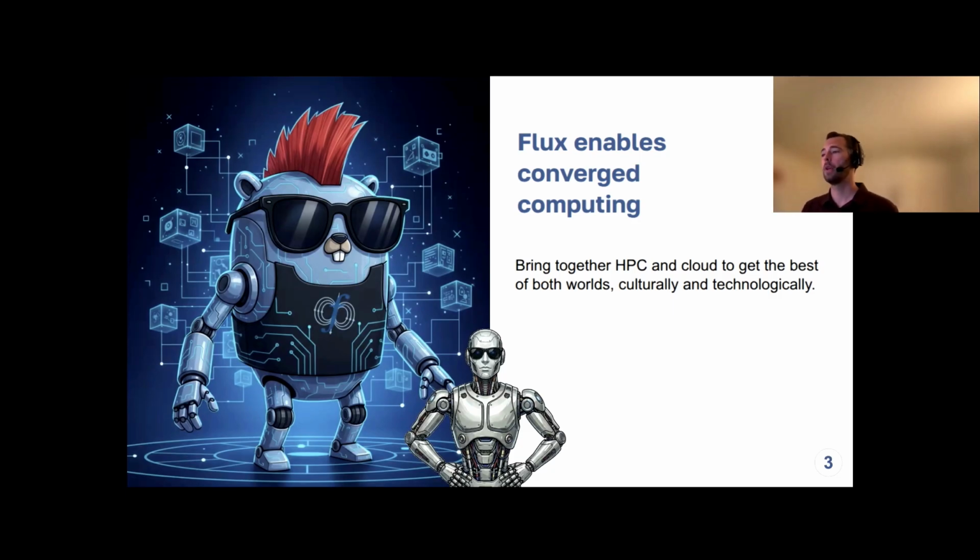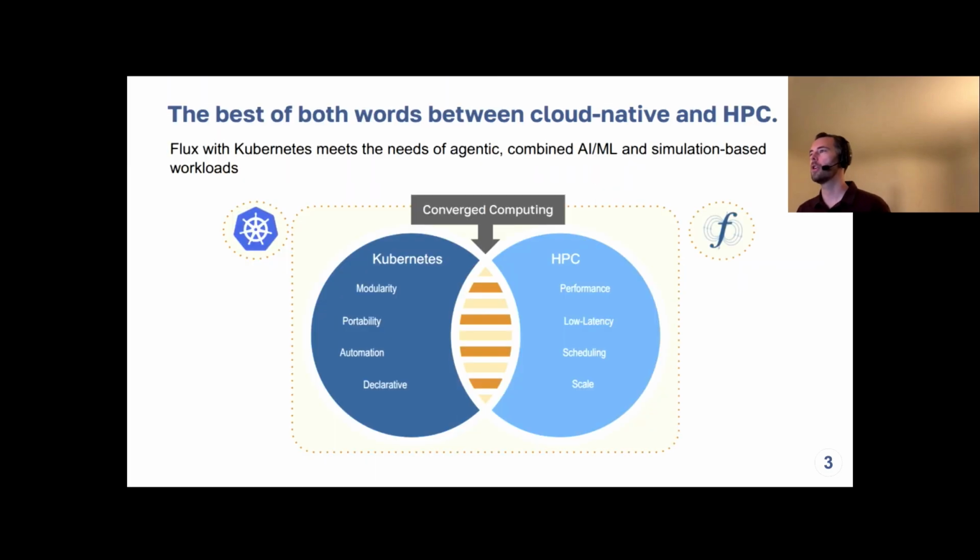Well, what is converged computing? It's actually bringing together HPC and cloud to get the best of both worlds in a seamless environment that supports both cultural and technological integration. So more specifically or more practically, what we mean by this in terms of what we work on is bringing Flux together with a de facto native cloud computing orchestrator, which is Kubernetes, into a combined seamless platform that enables AI and ML together with simulation-based workloads.